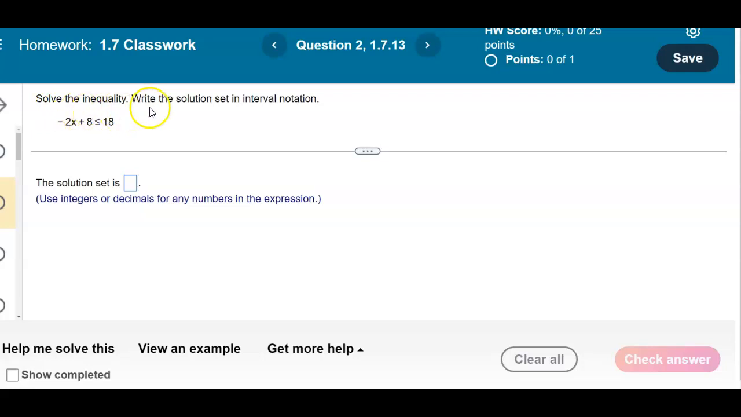Solve the inequality and then write the solution set in interval notation. We have negative 2x plus 8, which is less than or equal to 18. So let's go ahead and write this problem down. So we have negative 2x plus 8, which is less than or equal to 18.